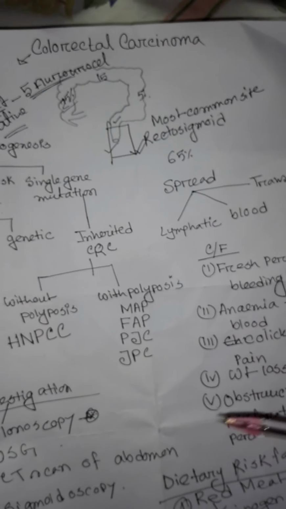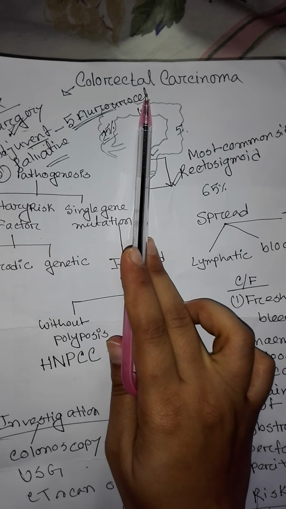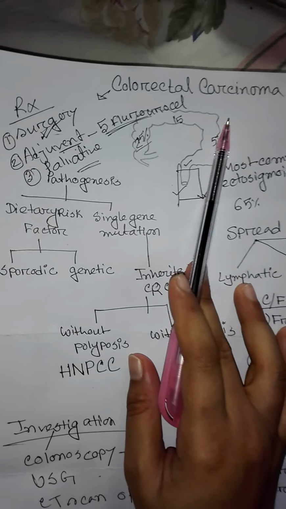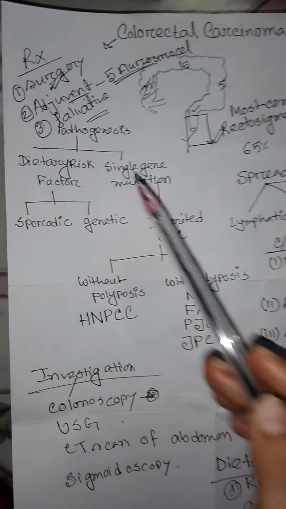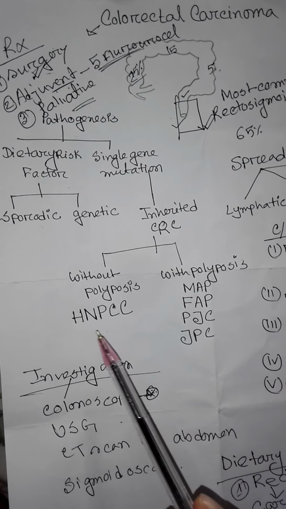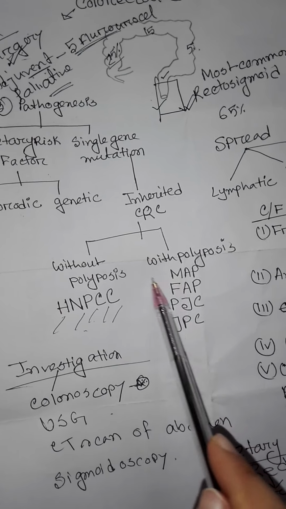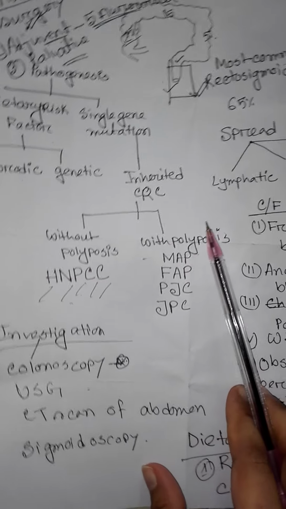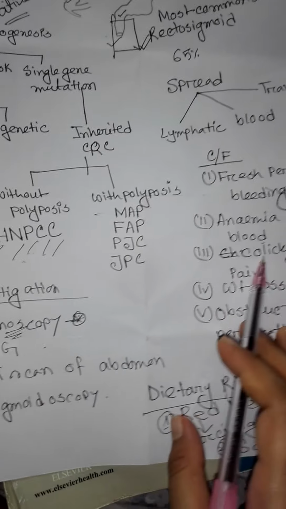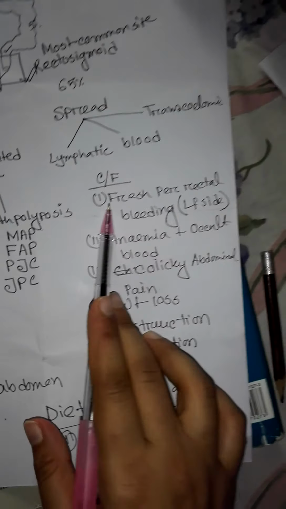Now I'll tell you the whole information once more. Colorectal carcinoma is the second most common cancer all over the world. Pathogenesis: dietary risk factor, sporadic, genetic single gene mutation. Without polyposis, there is hereditary non-polyposis colorectal carcinoma. With polyposis, FAP, familial polyposis. Then investigation is colonoscopy. Dietary risk factor is red meat and saturated fatty acid.